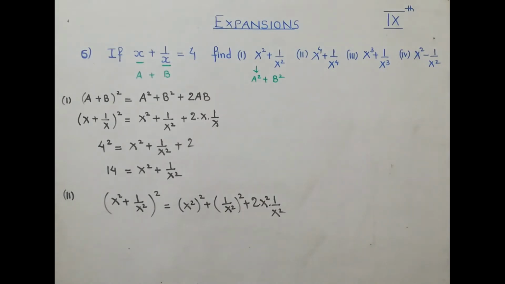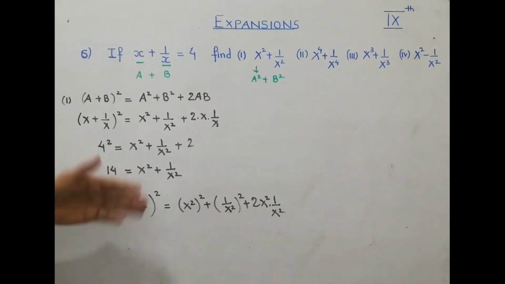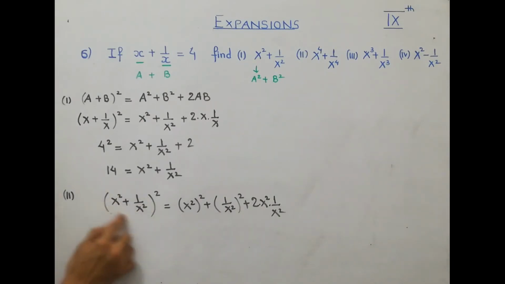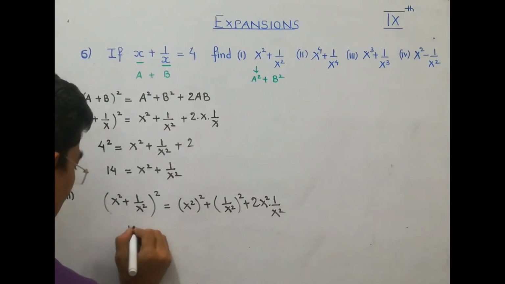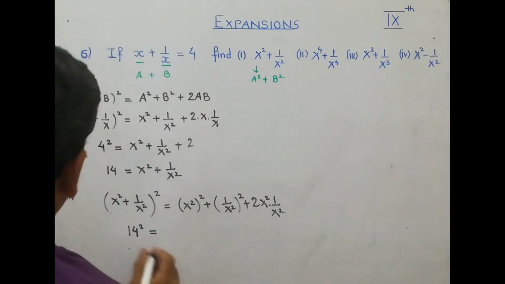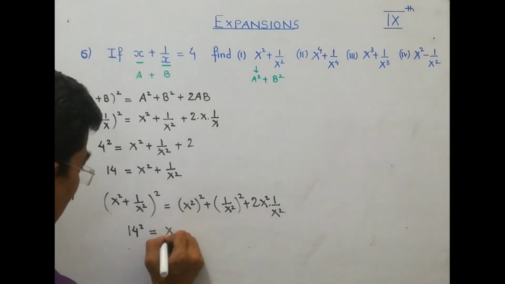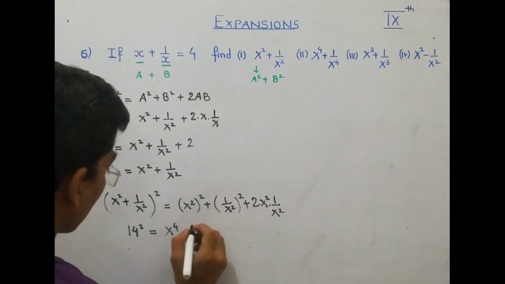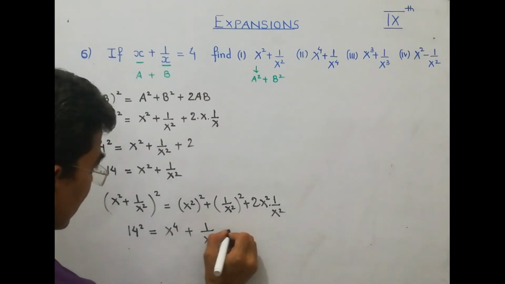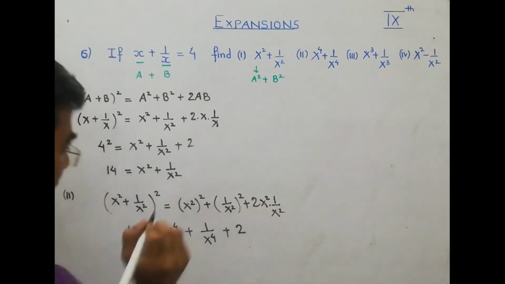So now when you apply whole square formula over it, so this will be like this. Whole square over whole square. Now this value is already known to you as 14. So this will become 14. 14 square. Okay. This will become x raised to power of 4 plus this will cancel out plus 2.